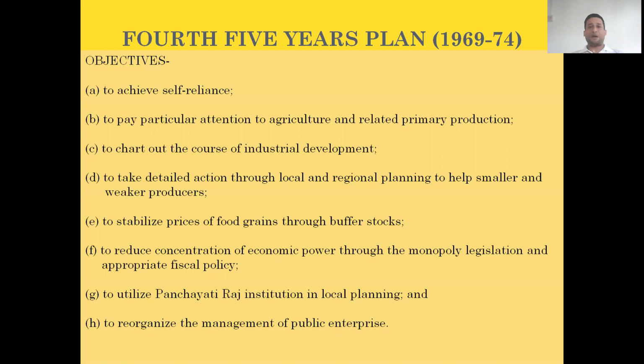This was to stabilize the price level, because before the fourth five-year plan, the economy of India had to face a high level of inflationary pressure. That is why the introduction of buffer stock was one of the agendas to stabilize the economy. And monopoly restrictions were also there, Panchayati Raj institutions in local planning, and management of public enterprises. So these were the objectives of the fourth five-year plan in India.